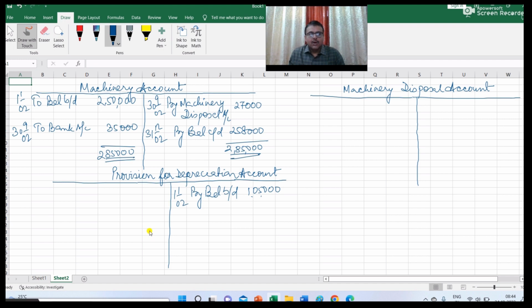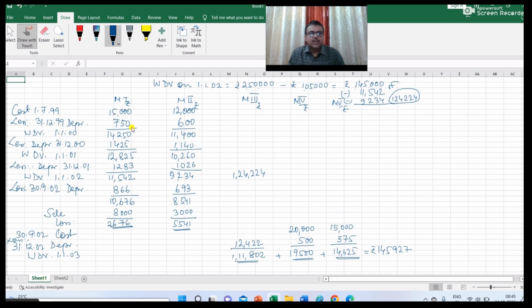Now on 30th September, these two machines, that is M1 and M2, were sold out. So in machinery disposal account, I am writing on 30th September 2002 as to machinery account 27,000. Now what was the amount of depreciation that was charged on this 27,000? You have to add it up.